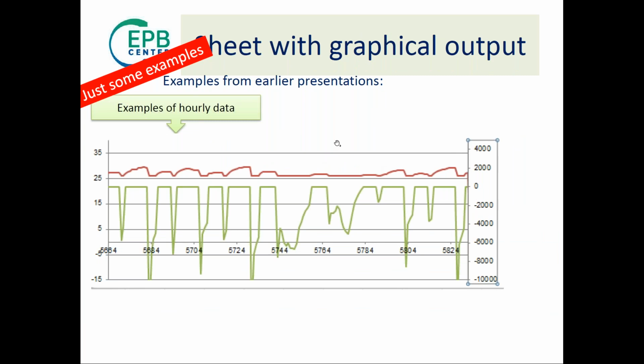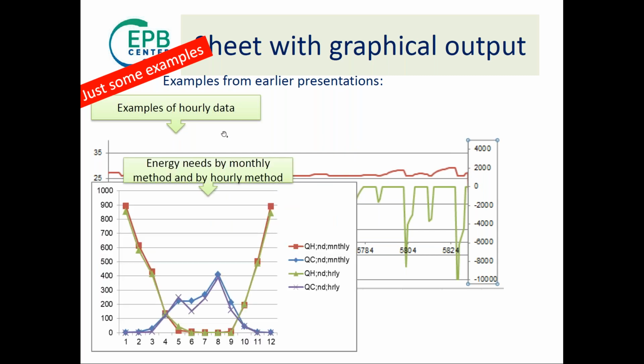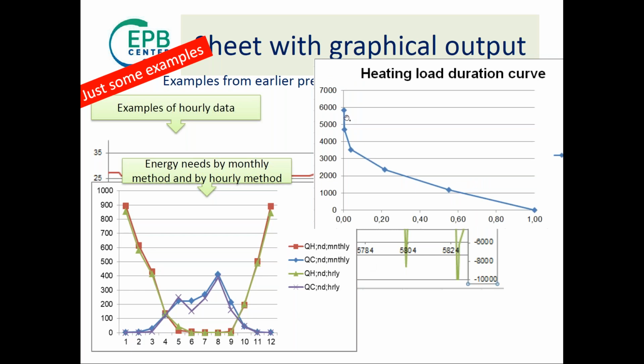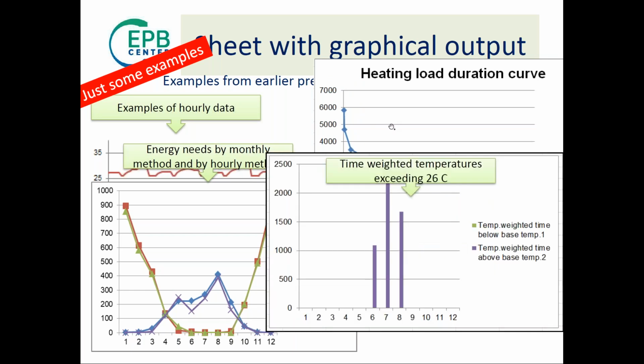Then finally you have a sheet with graphical output. Just to show some examples from earlier presentations: examples of hourly data, the energy needs, where you can directly compare the monthly method, here the heating needs and the cooling needs, with the hourly method. But also the heating load distribution curve for specific months, or the time weighted temperature exceeding 26 degrees for each month.